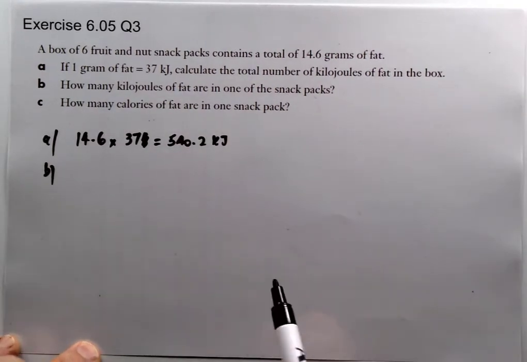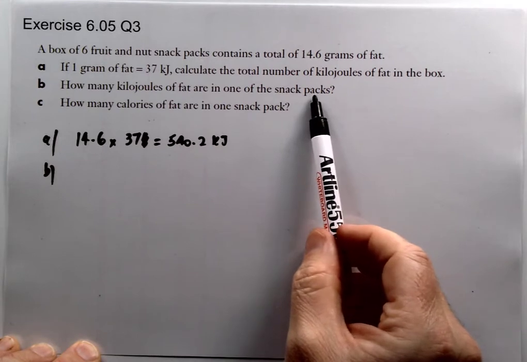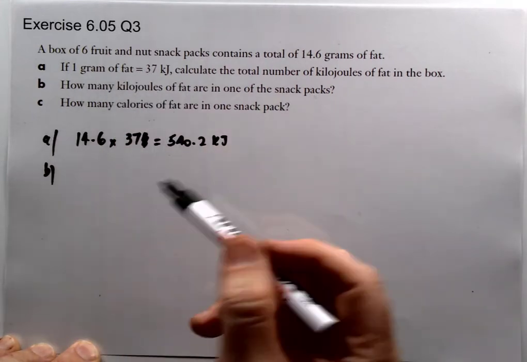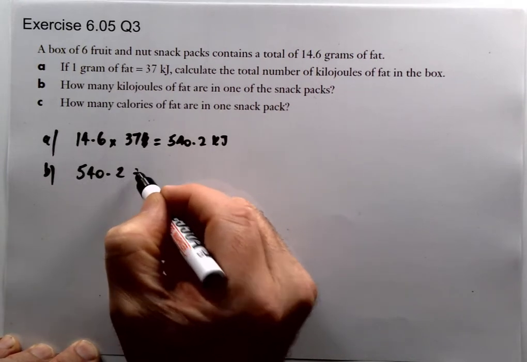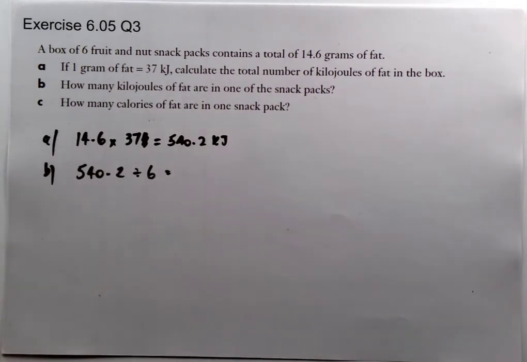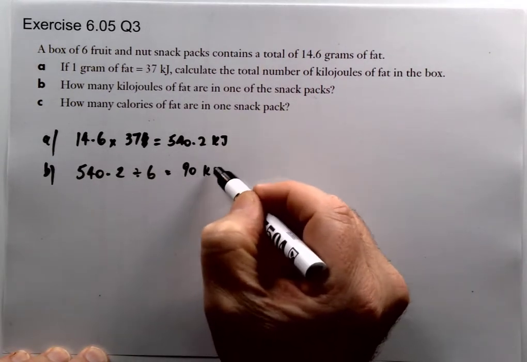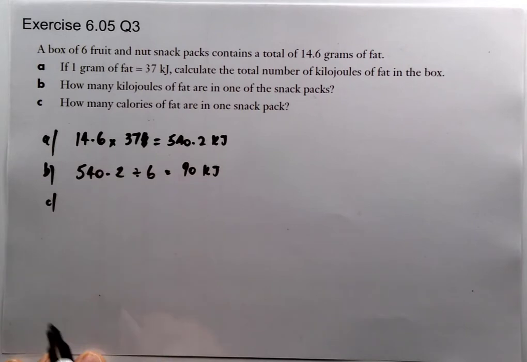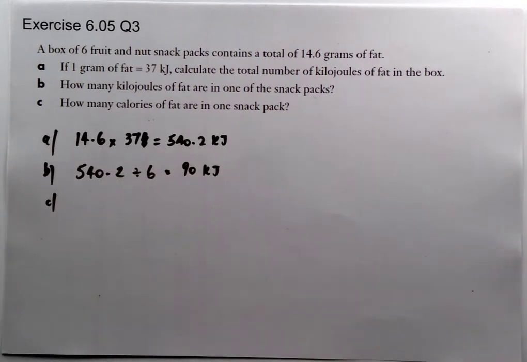Okay, how many kilojoules of fat are in one of the snack packs? Well, this is the total for 6 of them, so we just simply take that answer and divide it by 6. Okay, so we get 90 kilojoules of fat. And again, that's 90 kilojoules coming from the fat in each pack.